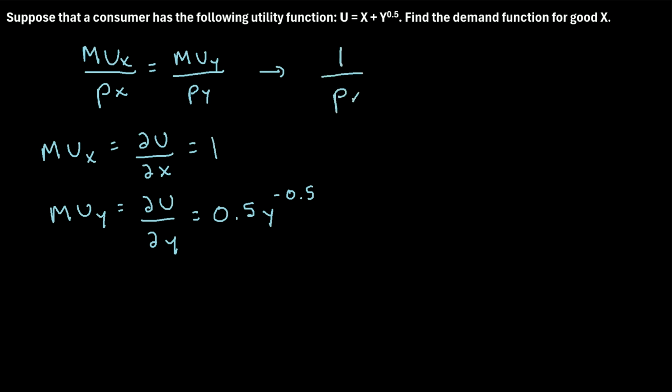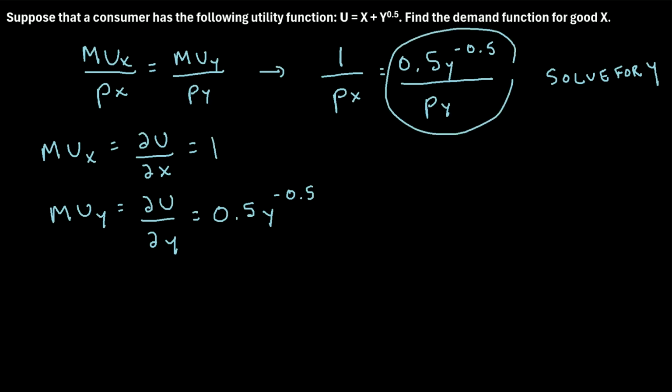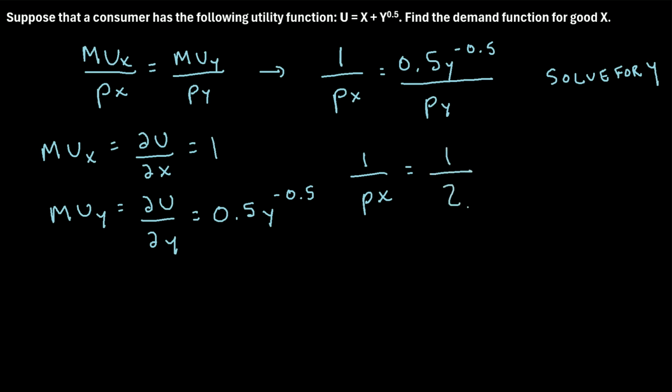So here's what we get. 1 over the price of x is equal to 0.5 y to the negative 0.5 divided by the price of y. Now, we're going to solve this equation for y. Let's start by rewriting the right-hand side. Let's move this y to the negative 0.5 to the denominator to make the exponent positive. So we'll have 1 over the price of x is equal to 0.5, that's the same as 1/2, so we can rewrite that as 1 over 2. We can put a 2 in the denominator, and we'll have the price of y times y to the positive 0.5. Now we can cross multiply and set those values equal to each other.